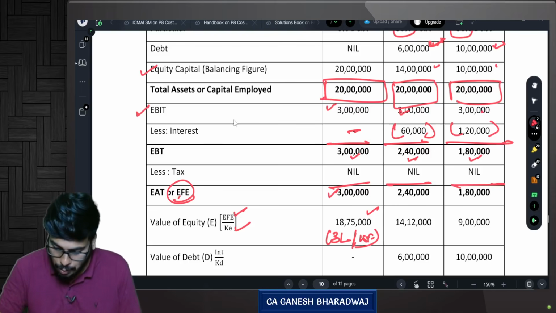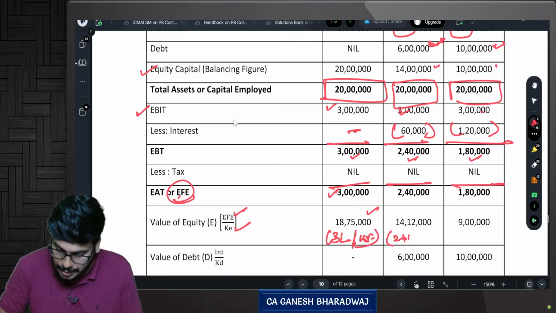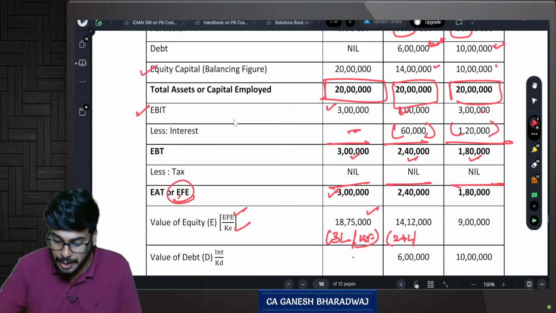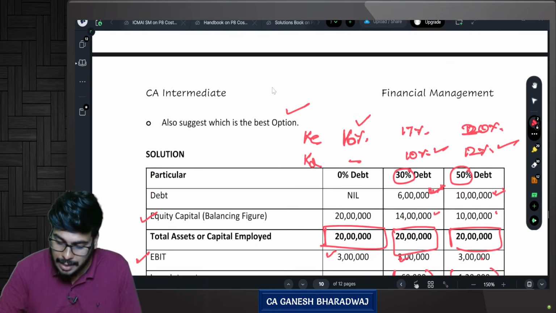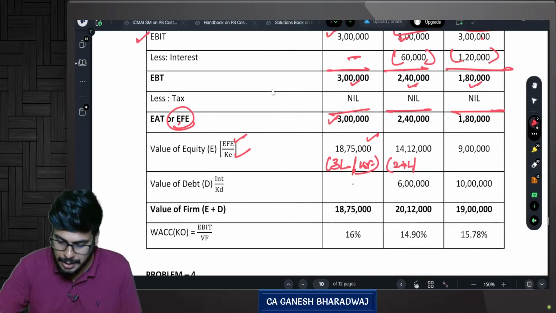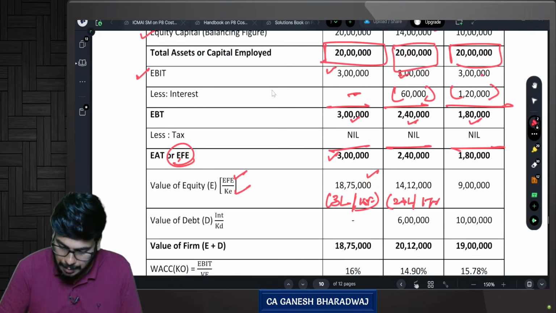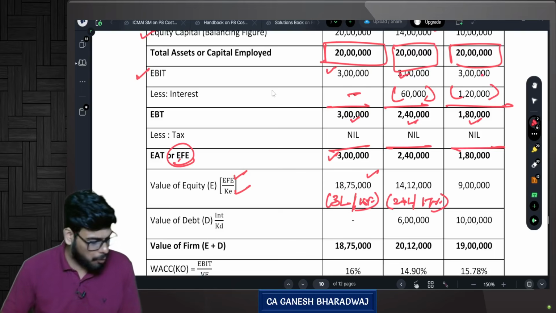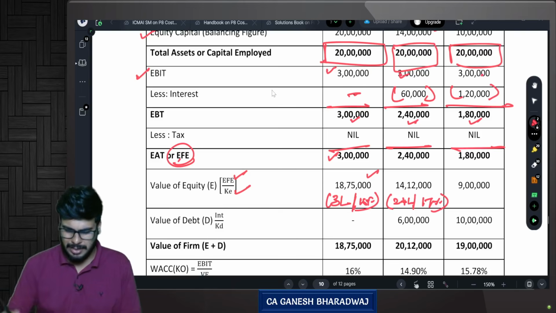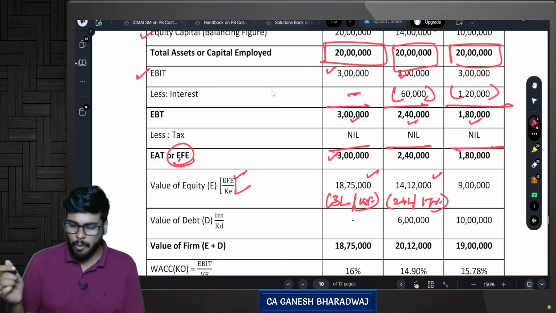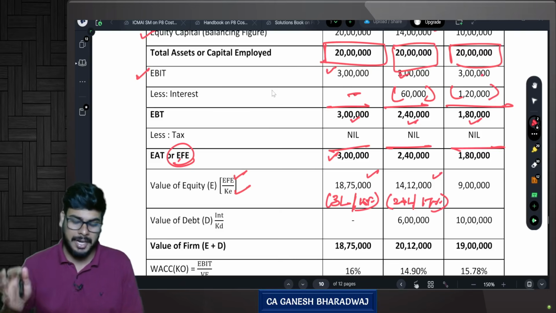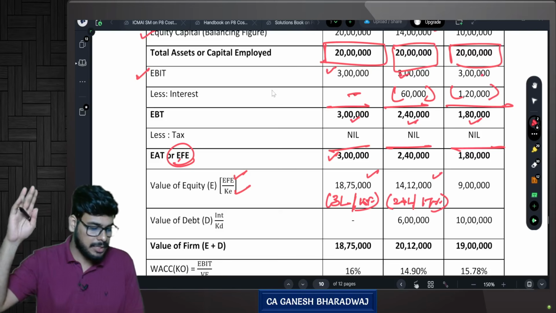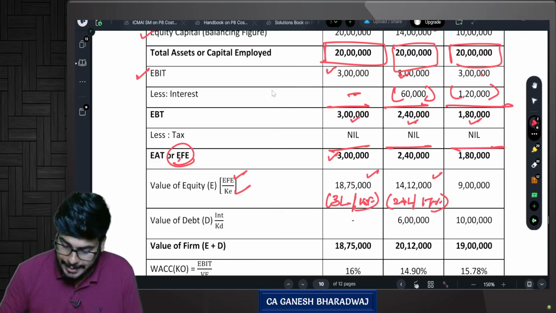In the second proposal, what will happen? 2.4 lakhs. It's earnings for equity divided by KE. What's the KE here? KE is now increased to 17 percent, right? So it's going to be 2,40,000 divided by 0.17. It's going to be 14,11,764. For some reason, they have rounded it off to 14,12,000. So should we also round off? Not necessary. You can keep it as 14,11,764.7. You can keep it.